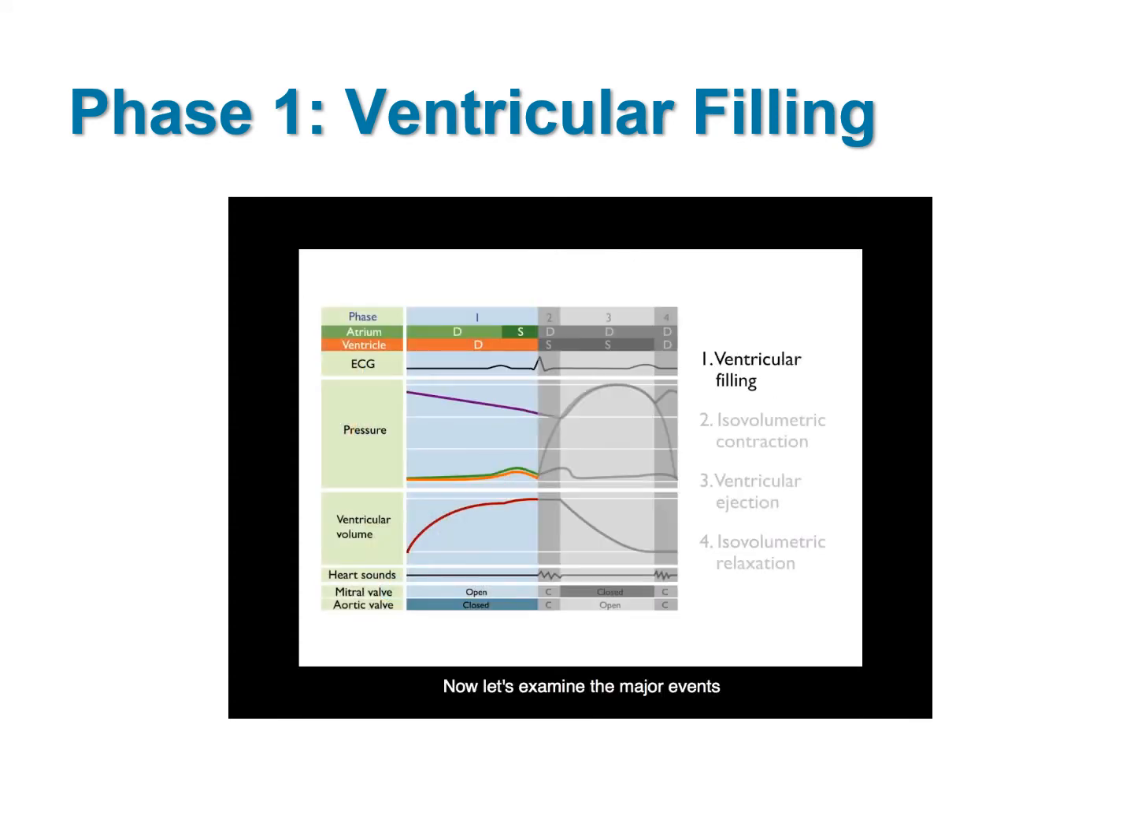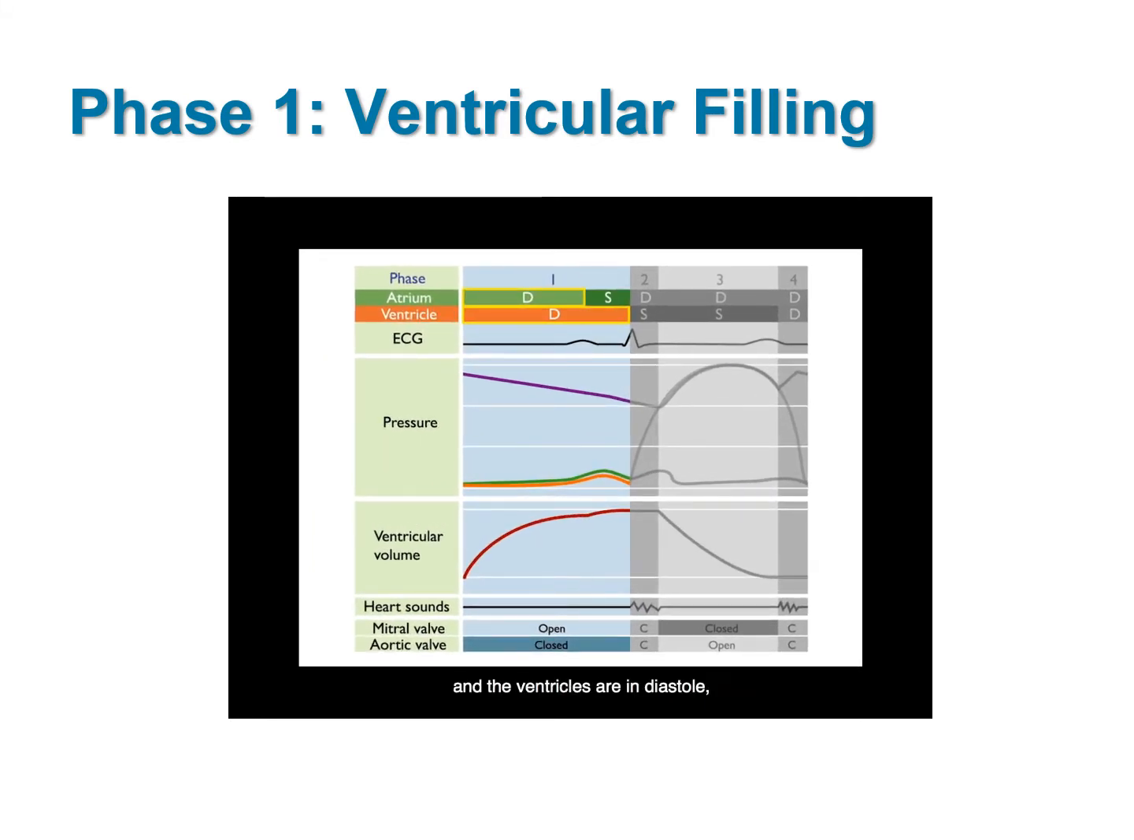Now let's examine the major events of ventricular filling graphically, focusing on the left side of the heart. While both the atria and the ventricles are in diastole, the ECG recording initially shows a flat line. During passive filling of the left ventricles, the volume of blood in the ventricle increases. The increase in ventricular volume slightly increases the pressure in the left ventricle. However, ventricular pressure is still much lower than aortic pressure, so the aortic valve remains closed.